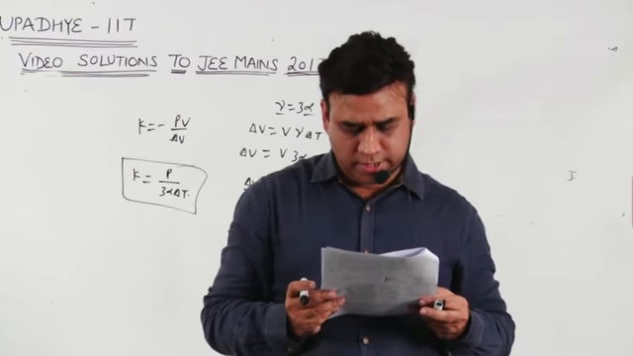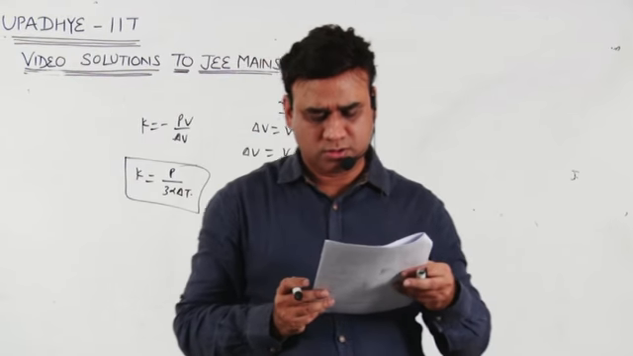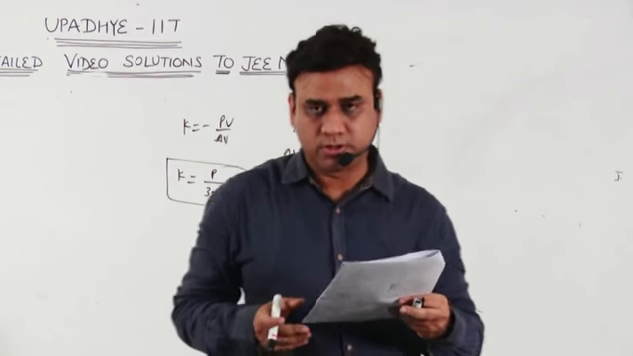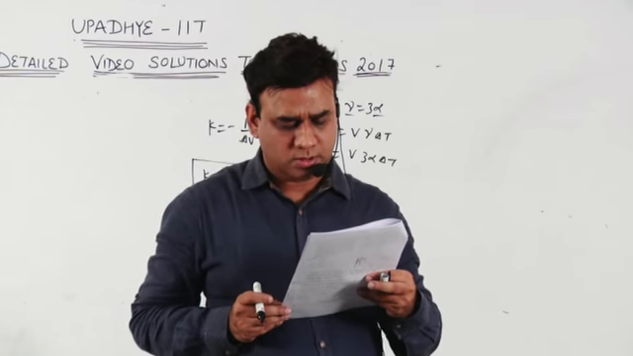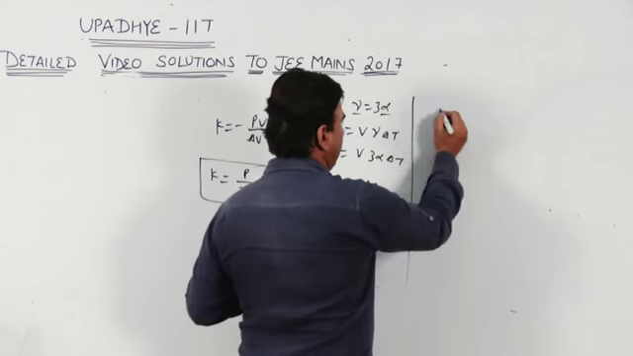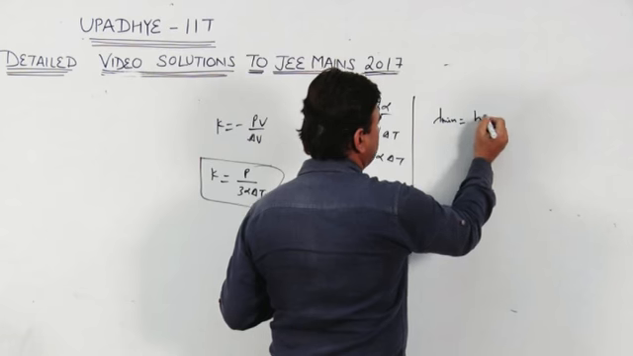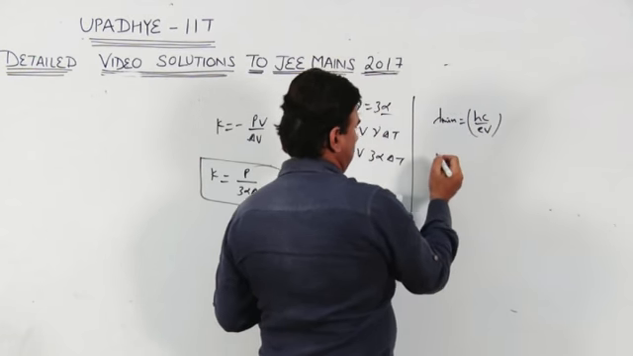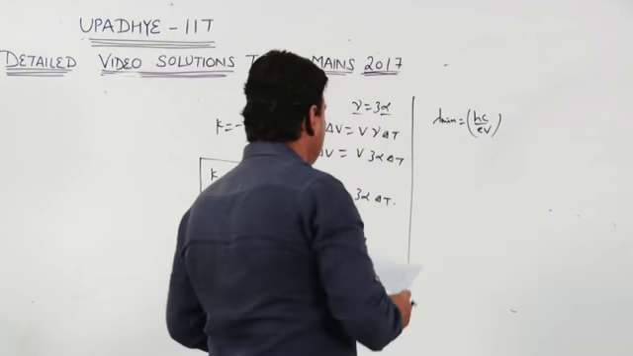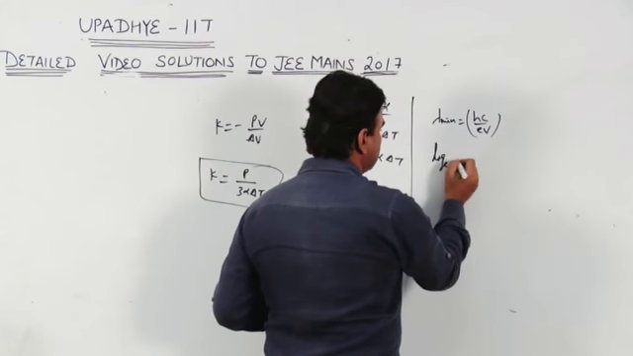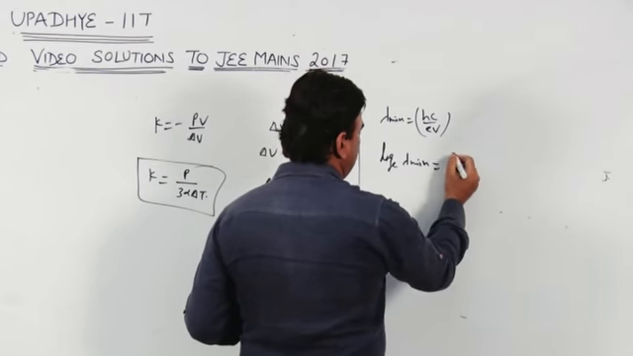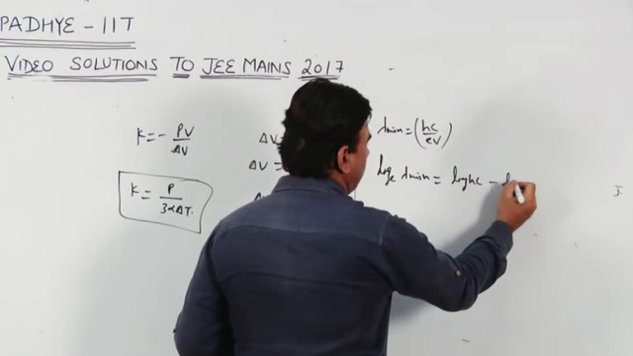Similarly question number 80. This 80 is basically based on X-ray, but a little bit of mathematics is involved, and they are asking about the lambda minimum for X-ray. As we know, for X-ray lambda minimum equals Hc by eV, and here we have to draw a graph between log of lambda minimum and log of V. So it is better to take log on both sides. So this becomes log lambda minimum equals log Hc minus log eV.